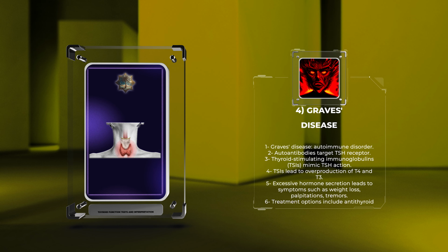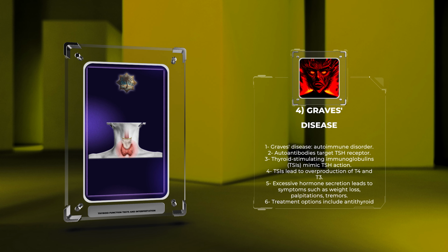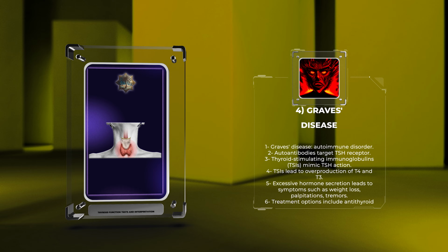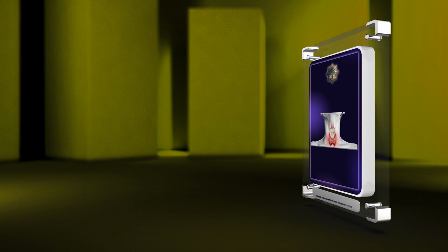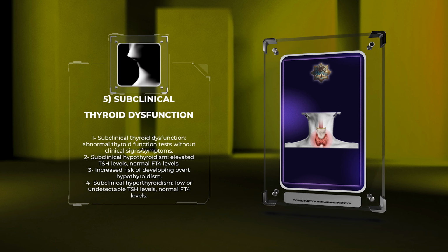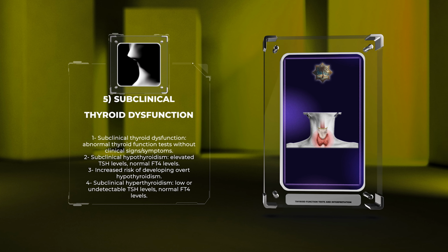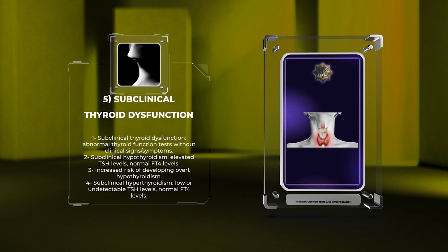Treatment strategies for Graves' disease include antithyroid medications, radioactive iodine therapy, and thyroidectomy, depending on the severity and individual patient factors. Subclinical thyroid dysfunction refers to abnormalities in thyroid function tests without apparent clinical signs or symptoms. It encompasses subclinical hypothyroidism and subclinical hyperthyroidism.